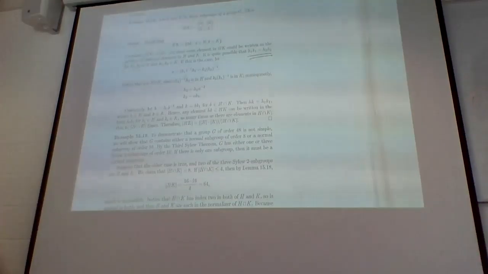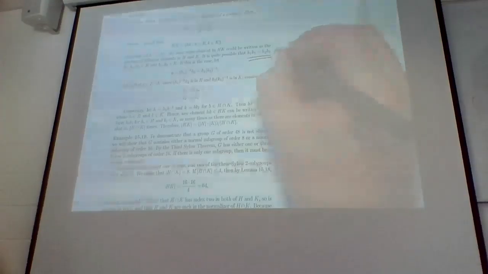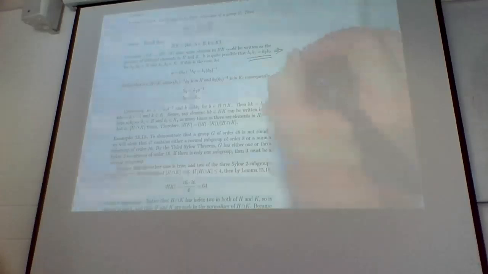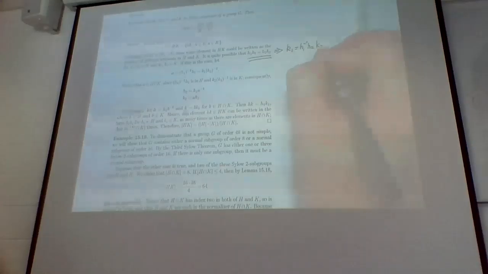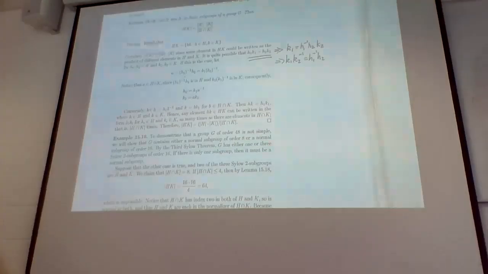But if you multiply the left-hand side by h1 inverse, it has to cancel h1 anyway. No, so let's multiply both sides on the left by h1 inverse. It'll say k1 is h1 inverse h2 k2. And then you multiply both sides on the right by k2 inverse. So you get k1 k2 inverse equals h1 inverse h2. Yeah, you agree? So those two are equal, so we call this element A. Okay.